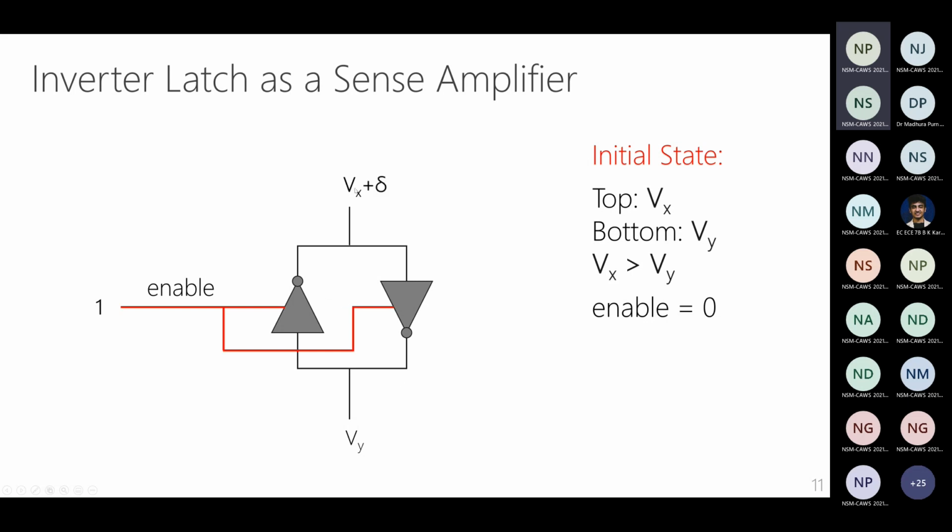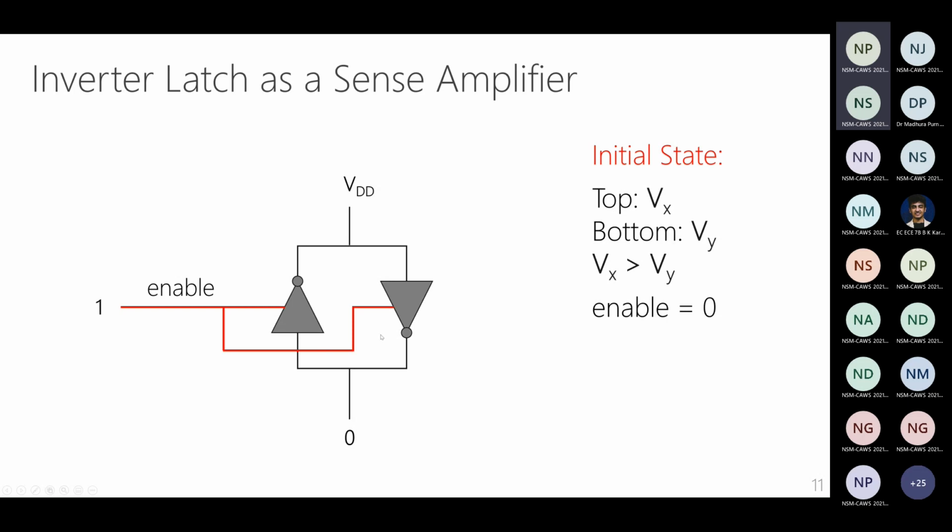Since the bottom is at a slightly lower voltage level, the voltage level on the top is going to slightly increase to Vx plus delta, and that is going to further reduce the voltage level at the bottom to Vy minus some other delta. Slowly this difference will keep increasing until finally the top reaches the maximum voltage level, which is VDD, and the bottom reaches the lowest voltage level, which is ground or zero.